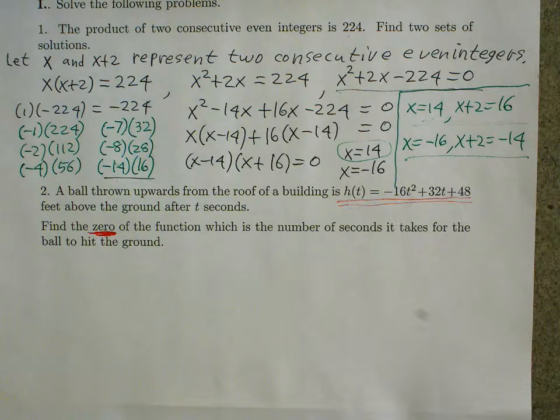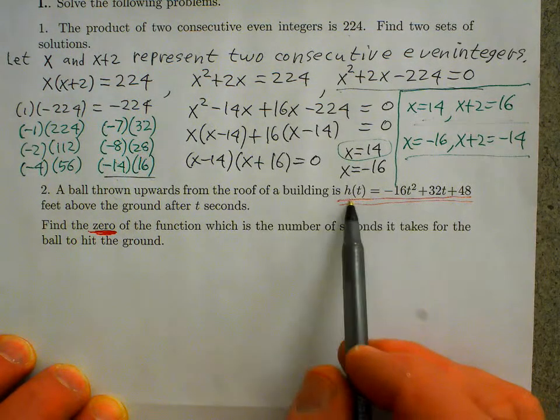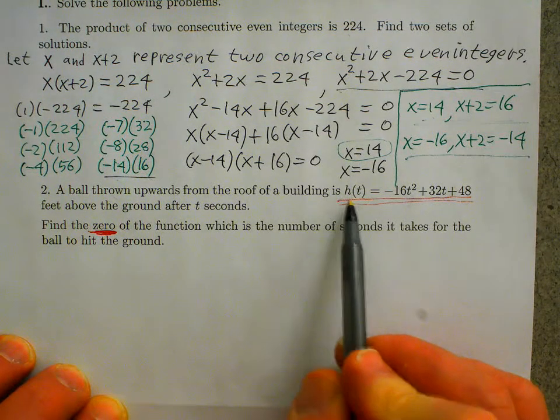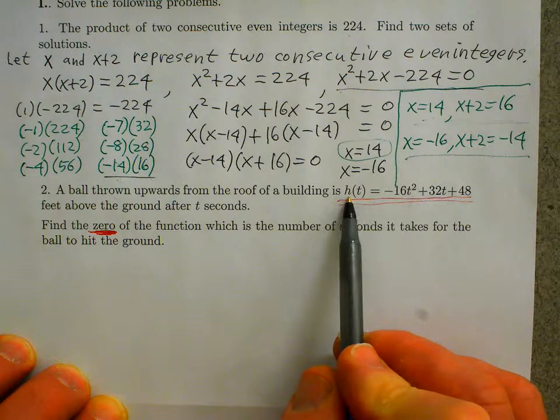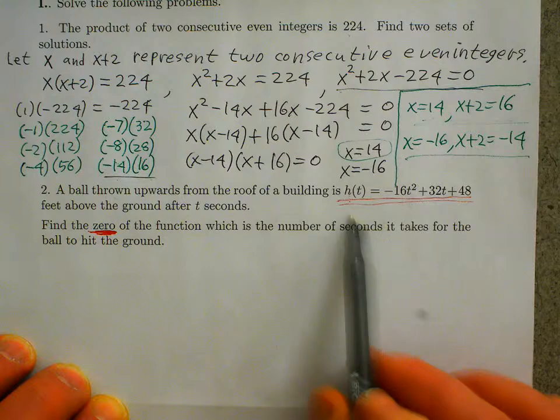0. Yeah, when the ball hits the ground, it's 0 feet above the ground. So to answer this question, we replace height, which is what h of t represents, with 0, and then solve the equation.